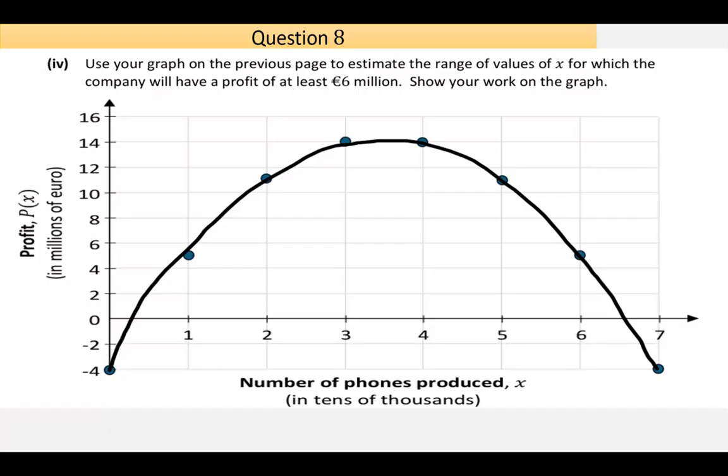Now, part 4 says, use your graph on the previous page to estimate the range of values of x for which the company will have a profit of at least 6 million. Show all your work on the graph. So I copy the graph in, okay?